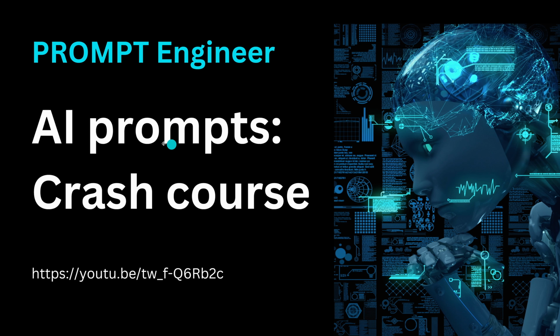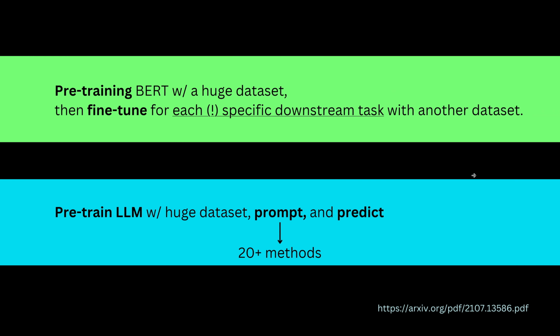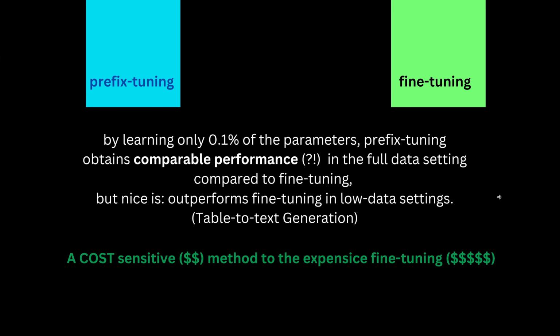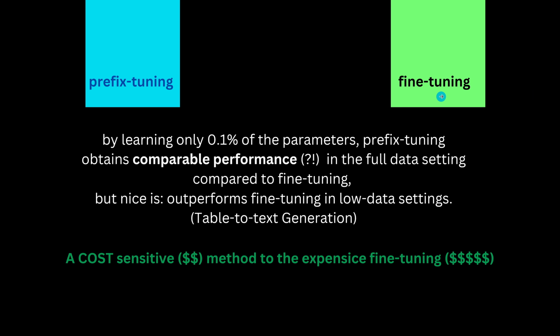Last week I showed you here a crash course on AI prompts. Here's the YouTube video, and we discussed very shortly that there is now a paradigm shift from our pre-training like a BERT model and then the fine-tuning for each specific downstream task with another dataset. We have now the option with those huge LLMs of pre-training, prompt, and predict. And from prompting, I showed you there are minimum 20 methods available. So we discussed very shortly fine-tuning, or the alternative is prefix tuning, where you have only a small amount of parameters that you really train on.